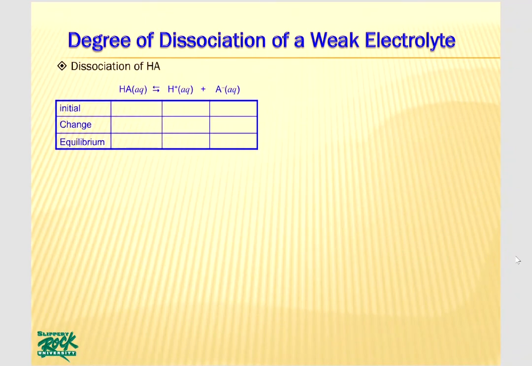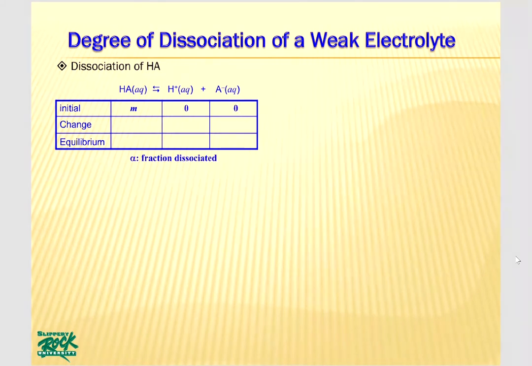Since a weak electrolyte HA does not dissociate completely, we may construct an ICE chart that displays initial concentrations, change in concentrations, and equilibrium concentrations of reactants and products. If we put lowercase m as the initial concentration of HA, then the initial concentrations of H plus and A minus will be 0.